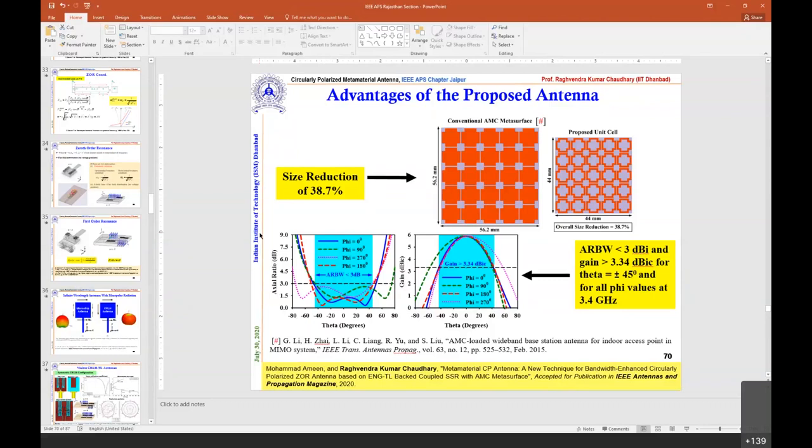Next question: does addition of capacitance in the metal surface increase the quality factor?